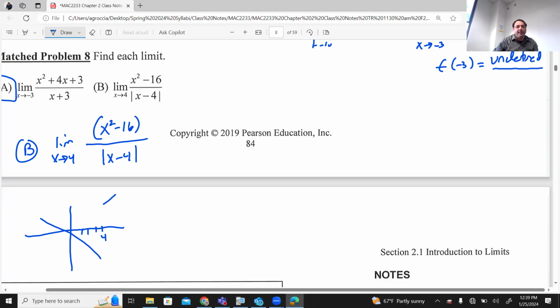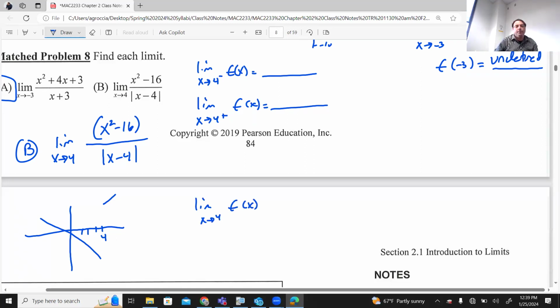I know I'm going to squeeze all this in here, but we're going to do the limit as x approaches 4 from the left. Limit as x approaches 4 from the right. The limit as x approaches 4. And plug in 4. Okay, so give that a try.